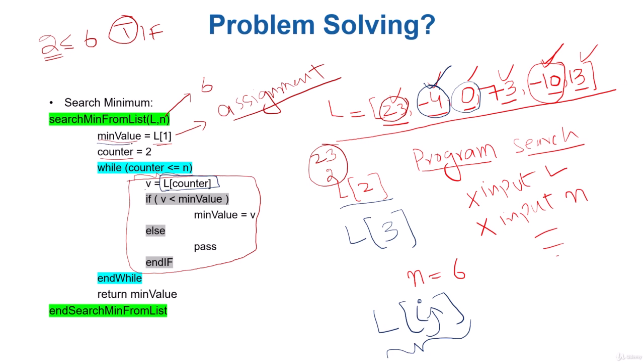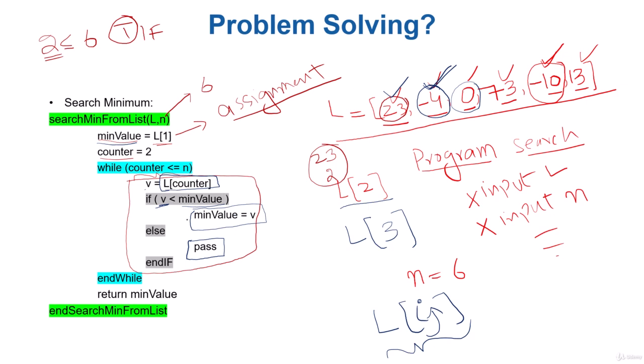Previously, the min value, which is a variable, was containing the very first value, which is 23. Now we have picked the second value from the list, since the counter value is 2, which is -4. Now we compare: is that value, -4, smaller than our minimum value so far? The minimum value so far is 23. So -4 is smaller than 23. Yes, the condition is true. If the condition is true, we will go into this block. Otherwise, we will go into this block. So right now the condition is true.